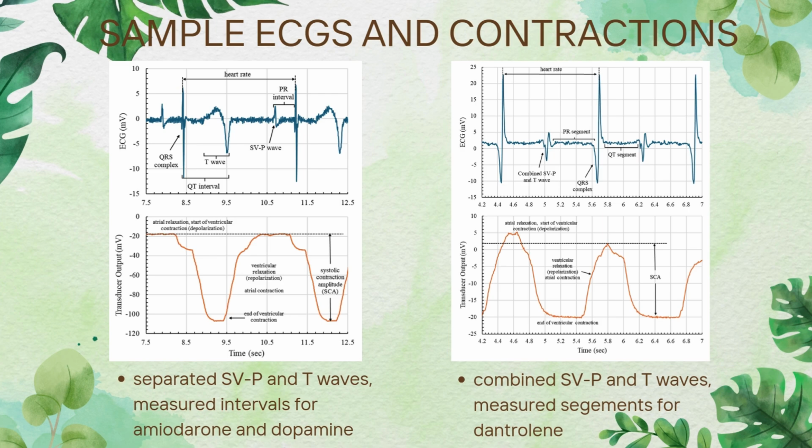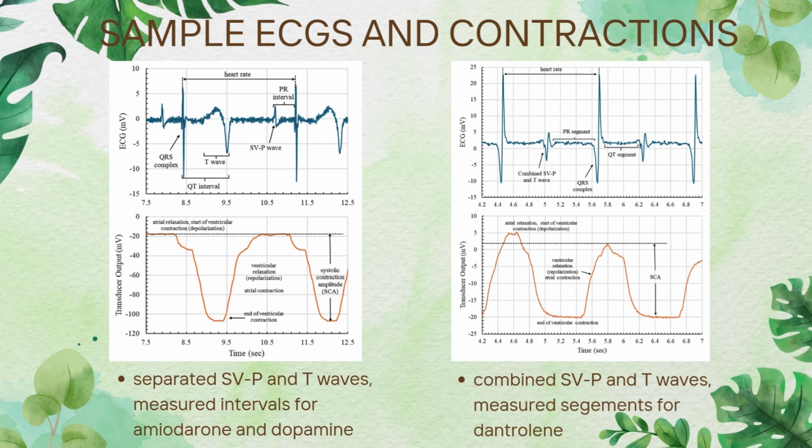The QT segment is the time between the end of the QRS complex and the beginning of the T wave, and measures when the ventricles are depolarized in phase 2. The PR segment is the portion between the end of the SVP wave and the beginning of the QRS wave. It represents the time before ventricular depolarization, while the signal from the atria is passed to the ventricles.